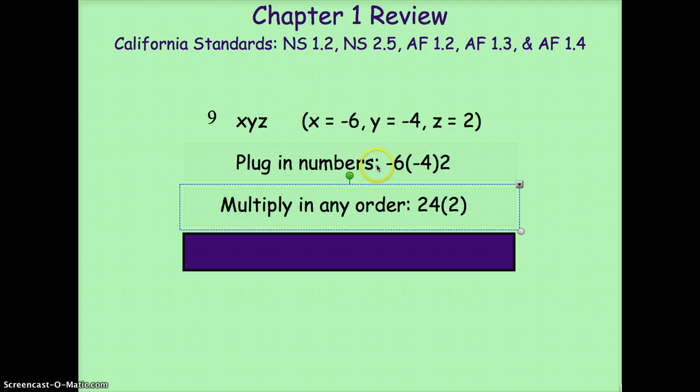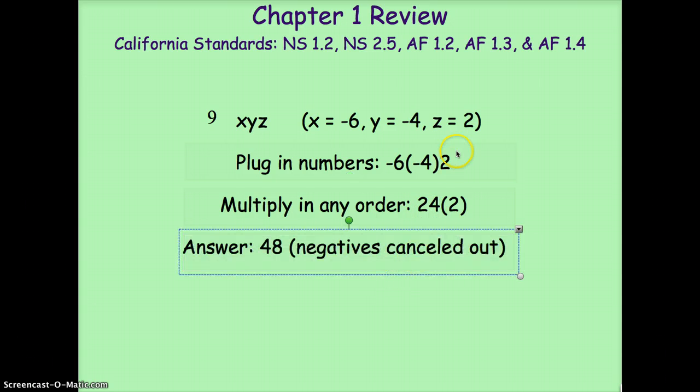Notice I chose to multiply these two first, which canceled out the negatives. Okay, but again, you can multiply in any order. If you did these two, the negative would stay, and then your product times this one would cancel out the negative. So no matter what you do, that negative does cancel out.